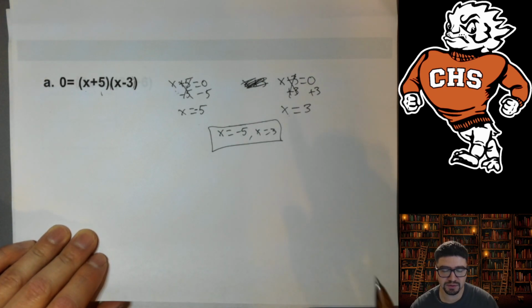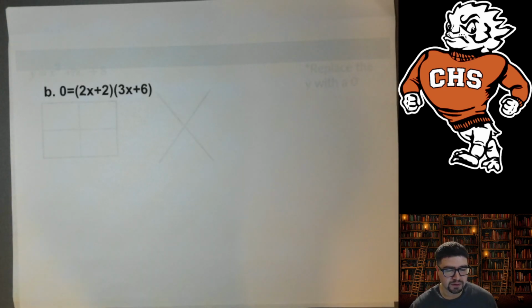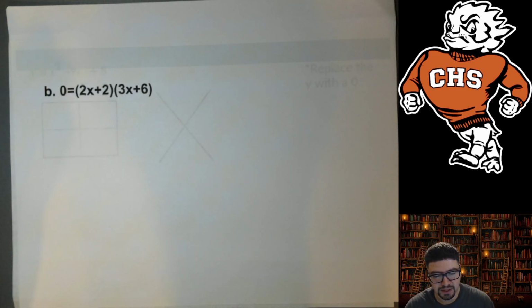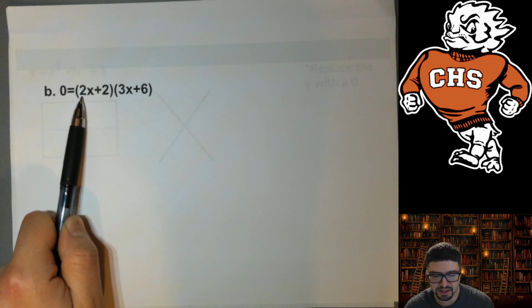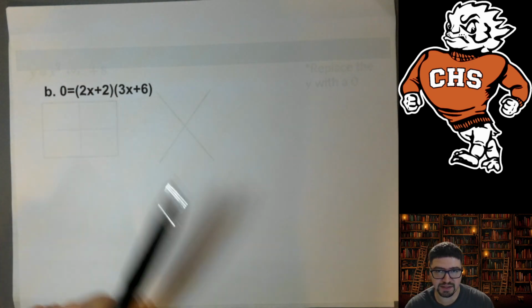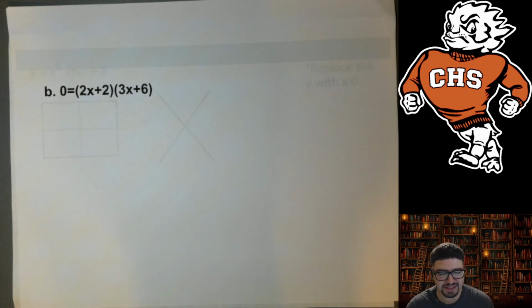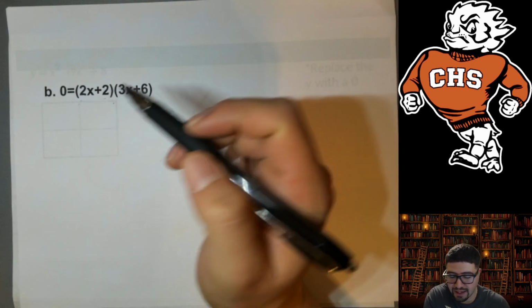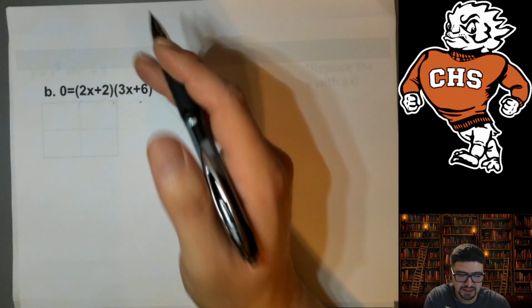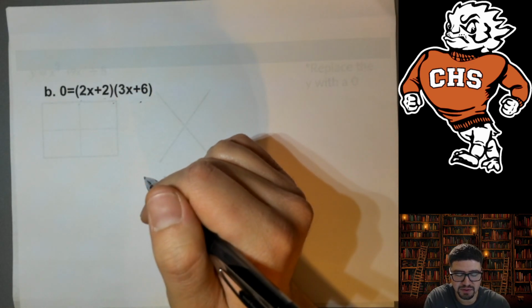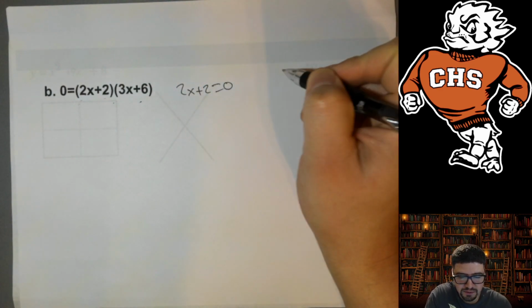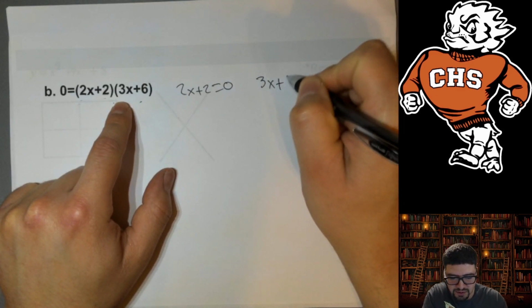Let me show you another example. You can pause here if you need to copy that down. But here we have 0 equals 2x plus 2 times 3x plus 6. So now we have a number in front of the x in both of these parentheses. So that means one extra step basically, but it's not too bad. Again, the zero product property says that one of these numbers has to be 0, at least one of them. So let's go through the process and work out what either one of those possibilities would be. So I'll take 2x plus 2 equals 0, and then I'll take 3x plus 6 equals 0.